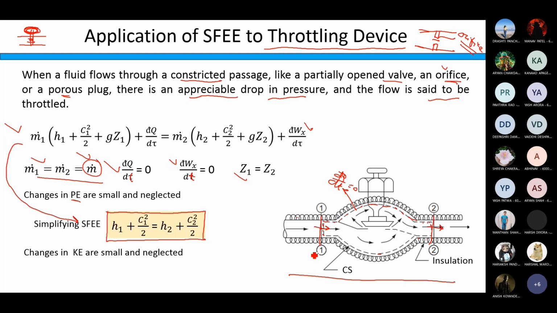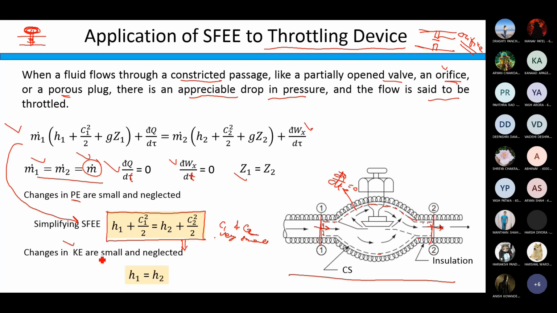Here we have neglected the changes in potential energy, or we have simply assumed that Z1 is equal to Z2. Now, if the changes in kinetic energy are small and neglected, I can simplify this equation further. If C1 and C2 are very small quantities, like if the flow velocity is 0.1 meter per second or 0.05 meter per second, something like that, then the flow velocity is very small compared to the enthalpy of the fluid. Comparing these two terms, if this is very small, I may neglect the flow velocity on both sides. In doing so, I am actually neglecting the changes in kinetic energy.